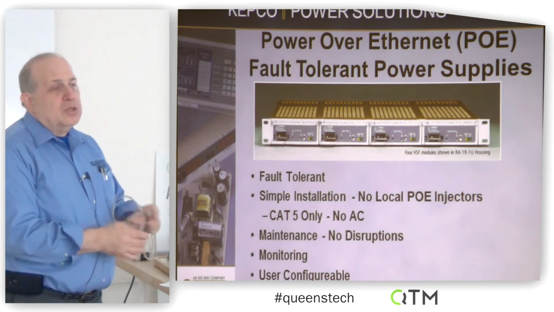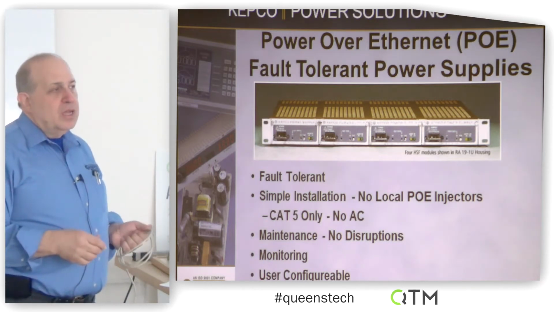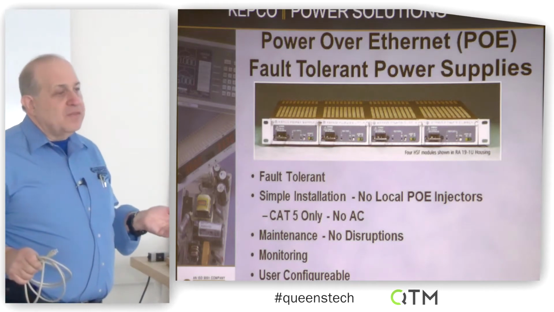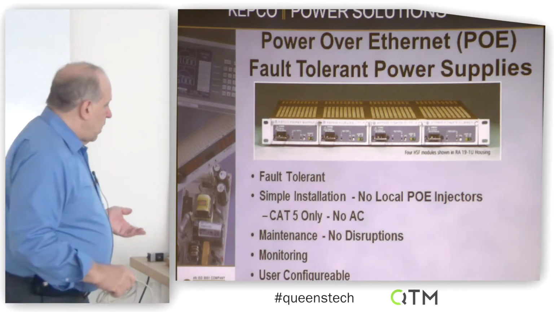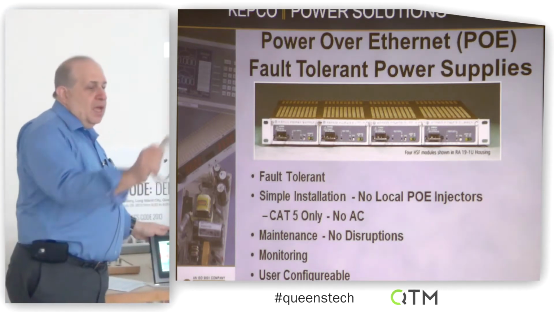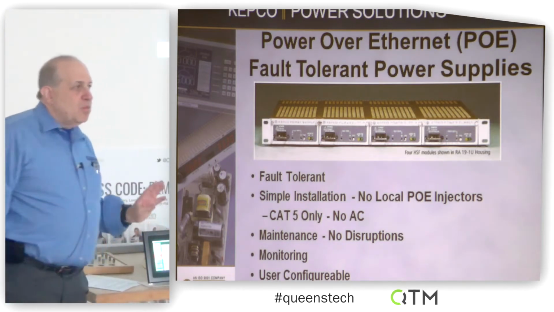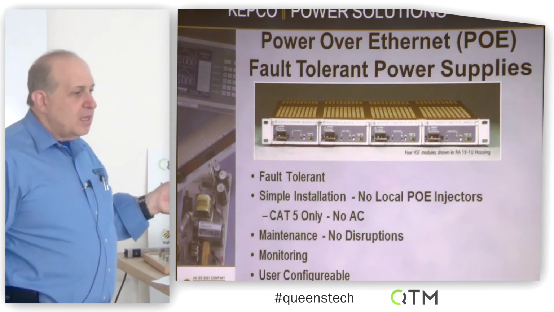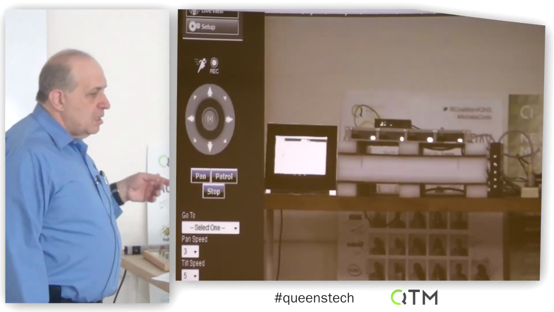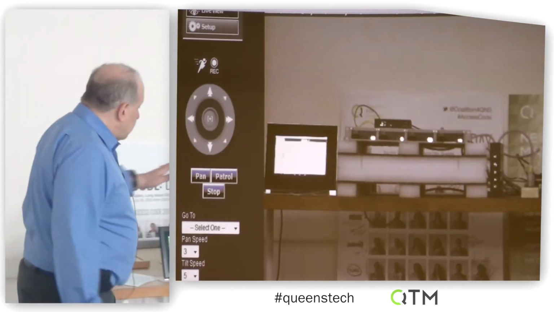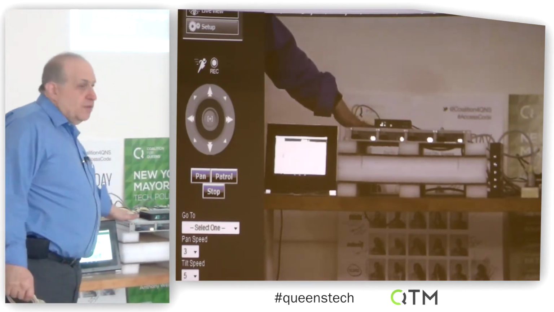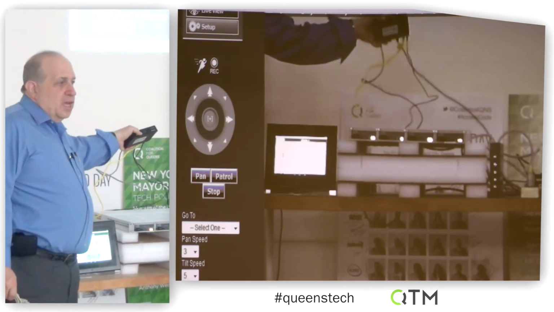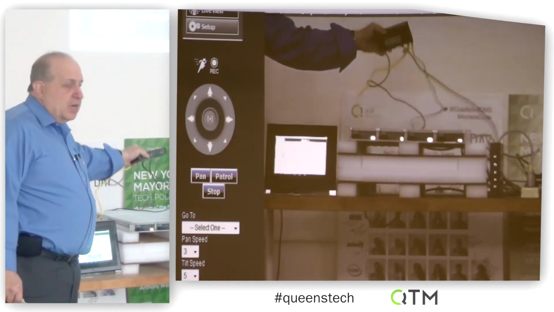So what we're going to do is we're going to show you just how this works. We've got several power over Ethernet devices today. We have the display and we have a camera. And what we're going to do next is we're going to switch over to the camera. And you're actually going to see these power supplies, which are converting the AC from the wall into DC. It's going through a power over Ethernet hub.